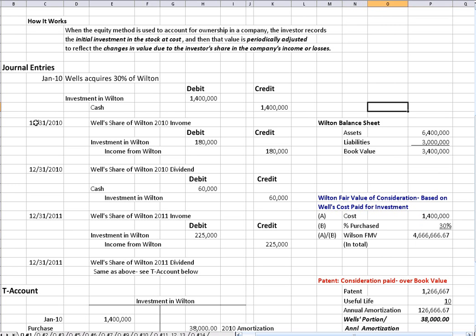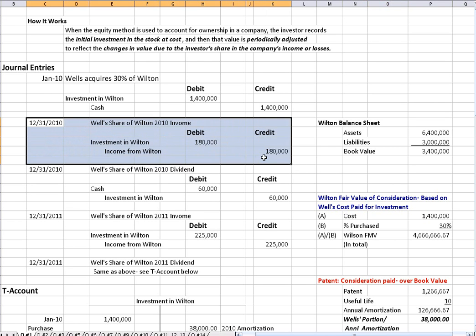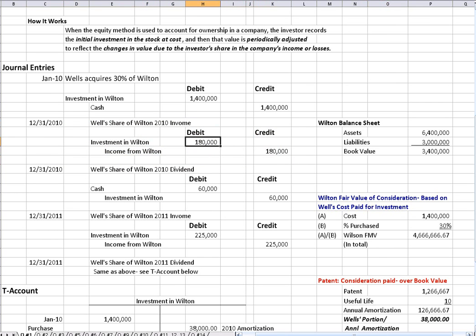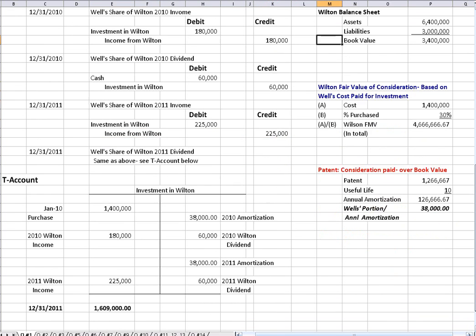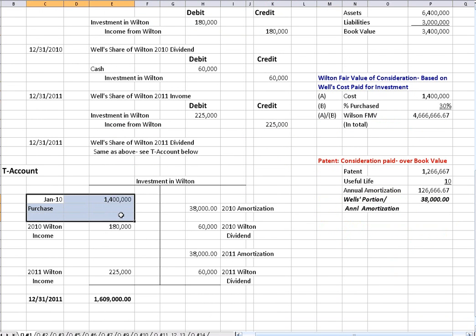Keep that in mind. We'll see that just a little bit later. Wells, the parent, gets a share of the sub's income. If I multiply 600,000 times 30%, there's the share of the income, and you'll see that it increases the investment account and is income to the parent. You'll also see down here in the T account, there's the $1.4 million that was paid.